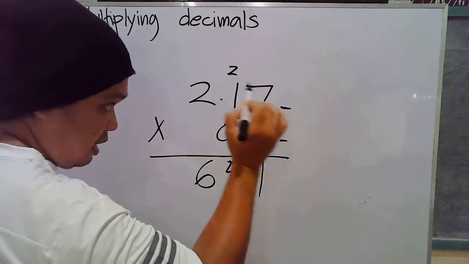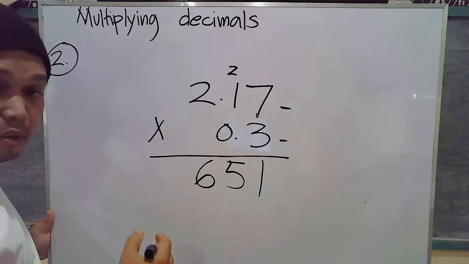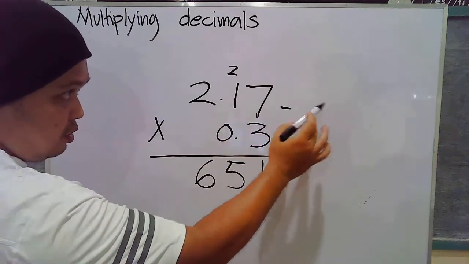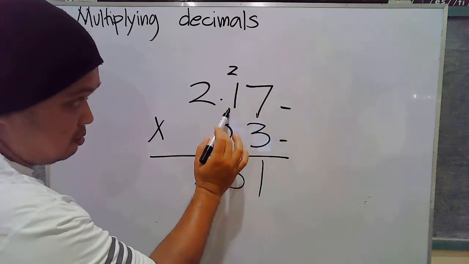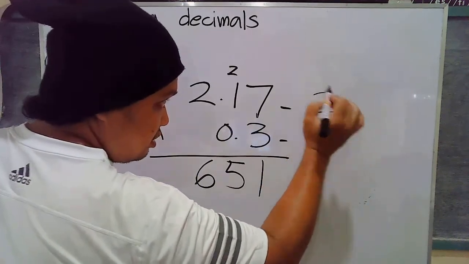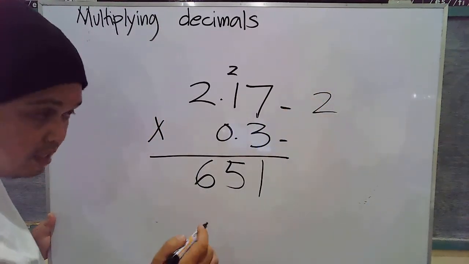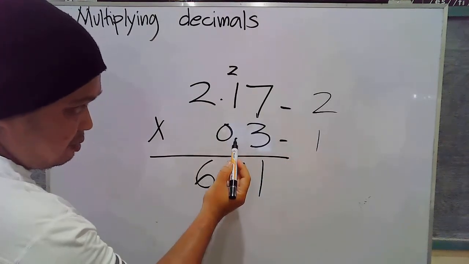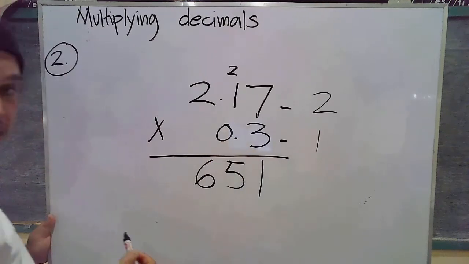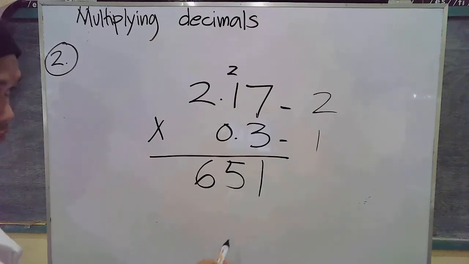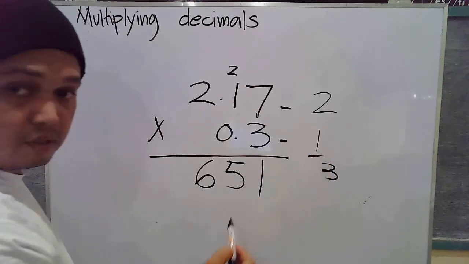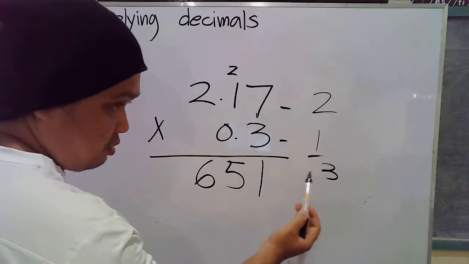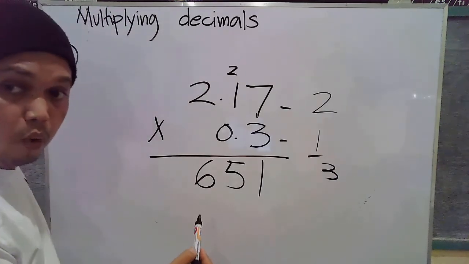And let's count now the number of decimal places, or digits after the decimal point. In here, we have 2, right? 1, 2. We have 2 decimal places after the decimal point. And then here, we have only 1 digit after the decimal point. So all in all we have a total of 3. So 3 is the determined number of steps that we're going to count to put our decimal point.